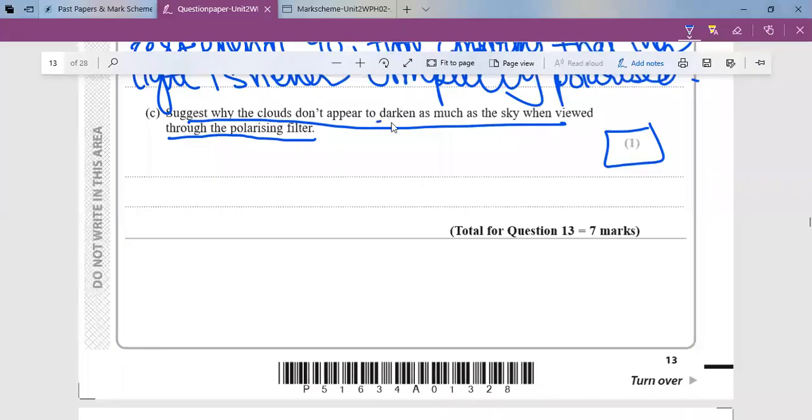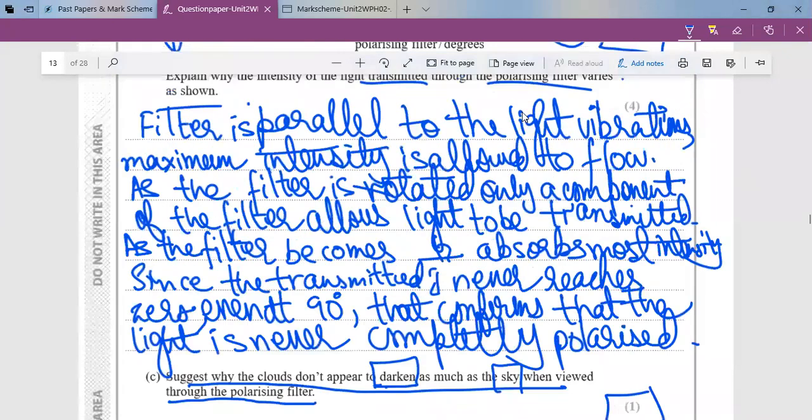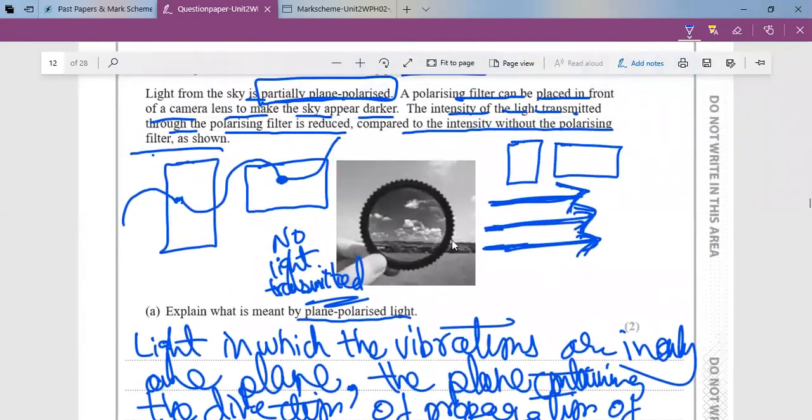Why are they not darkened? Because it's partially polarized light, as we discussed earlier. It is partially polarized, but it's from the sky. If you look at the picture, the sky is almost black, but the clouds are still white. The light coming from the sky, they told us, is partially polarized. So the light coming from the clouds is not polarized at all. And why are you saying that? Because they're parallel to the plane of polarization.